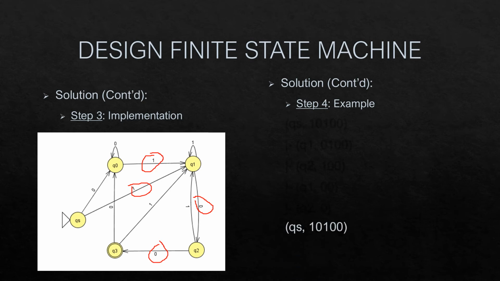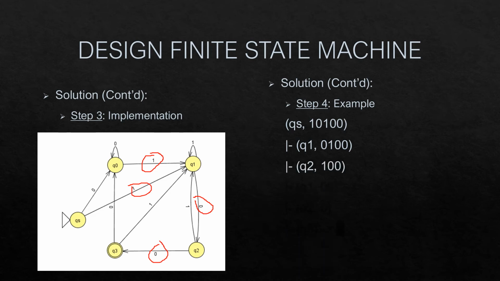Let's solve an example. QS 10100, as we can observe, ends in 100, so it should give us the output yes. From QS, on getting 1, I will go to Q1 state. Next, on getting 0, as we can see in the state transition diagram, on 0 we have to reach Q2 state. Now from Q2 on getting a 1, I will reach Q1 state. From Q1, 0, Q2, from Q2 on 0, Q3, and giving the output Y.